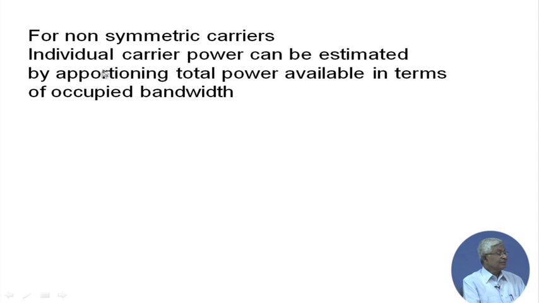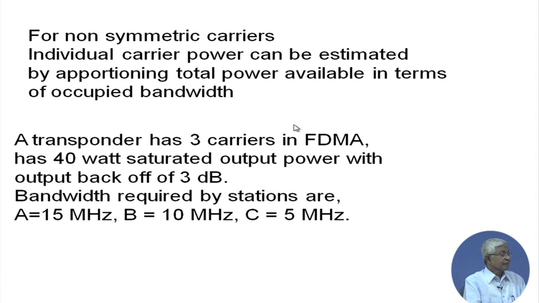So, for non-symmetric carriers, individual carrier power can be estimated. All the basic assumptions so far were symmetric, but for non-symmetric also you have to work it out by apportioning the total power available in terms of occupied bandwidth. You have to sum it up in terms of power and bandwidth. This one small example I will go through quickly.